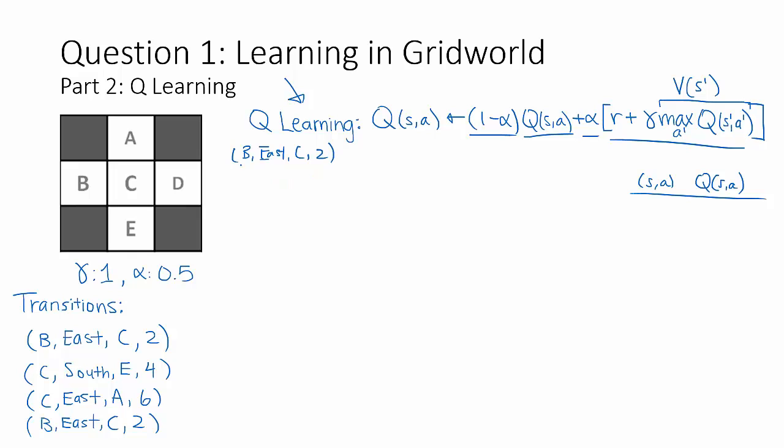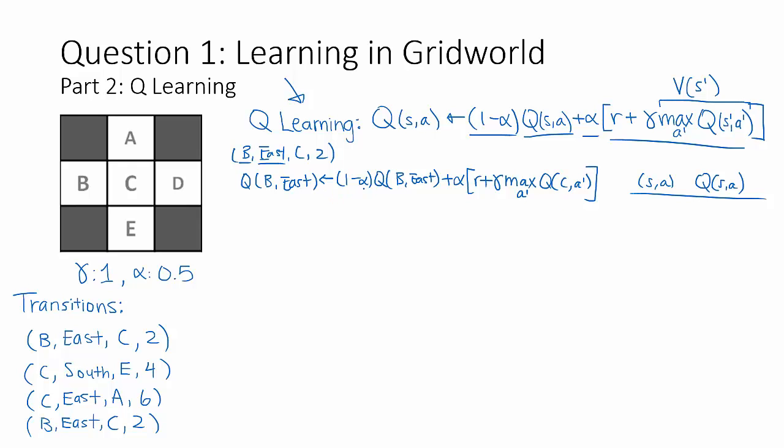And since the starting state for this transition is B and the action taken is East, we're going to be updating the Q value for B and East. According to the Q-learning update equation, this is going to be set to 1 minus alpha times the current value for Q of B East plus alpha times the reward plus gamma, and we take the max over A prime, that is all actions starting from the landing state, and the landing state for this transition is C. So we have Q of C, A prime.